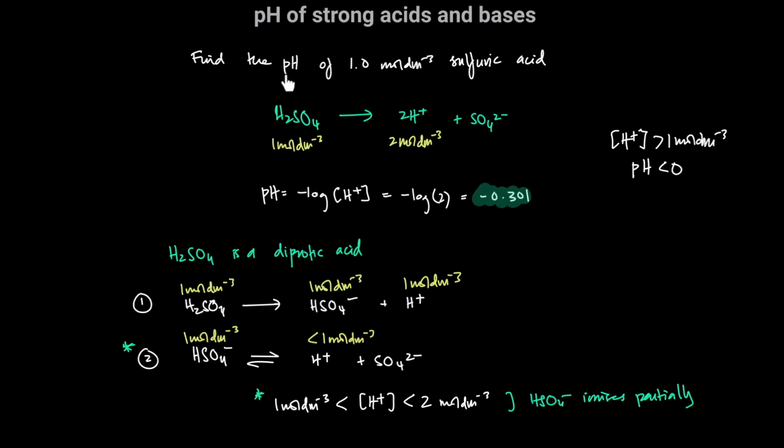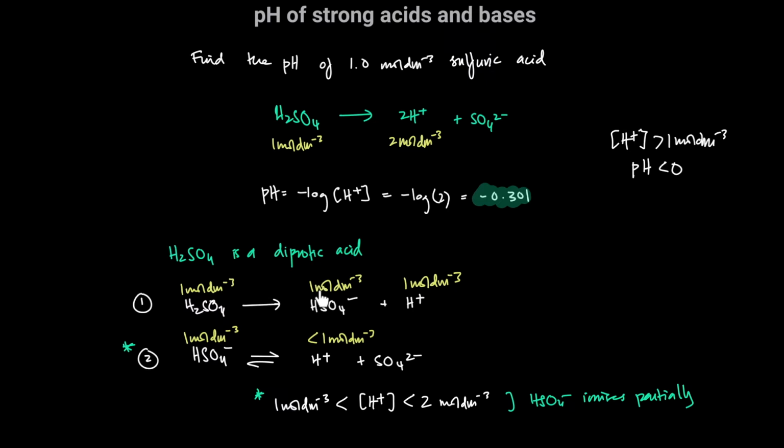Again, similarly, if they give you just a question like this, you can assume that it ionizes completely, but sometimes in the question, they can ask you two things. They can either ask you to explain why the actual concentration is less than 2 if you're starting with 1 mole per dm cube, or they can give you these two equilibria and ask you to calculate the pH. For that, they're going to give you relevant information in the question.